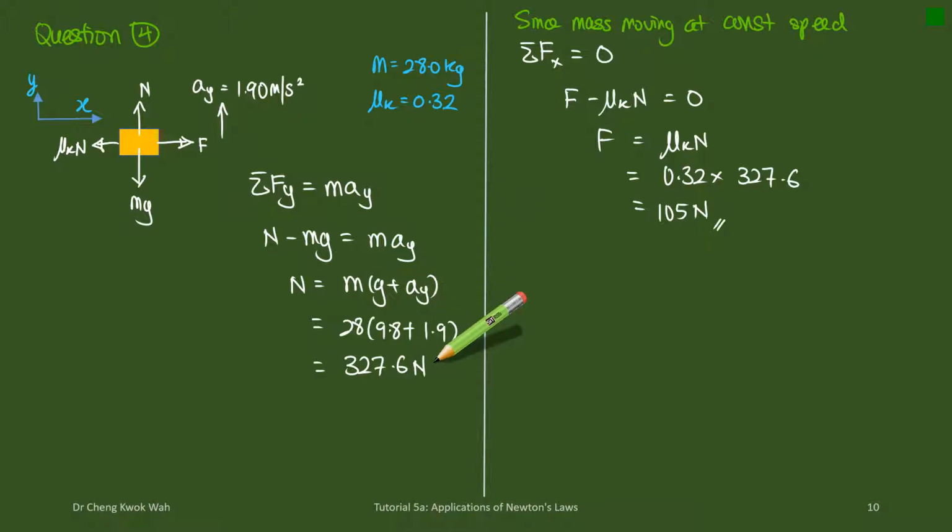The next step is simply to apply our Newton's first law in the x direction, since it is moving at a constant speed in the x direction. So summation of forces in the x direction is equal to 0. That gives us F minus mu_k N equal to 0. From here, we can easily solve for F.